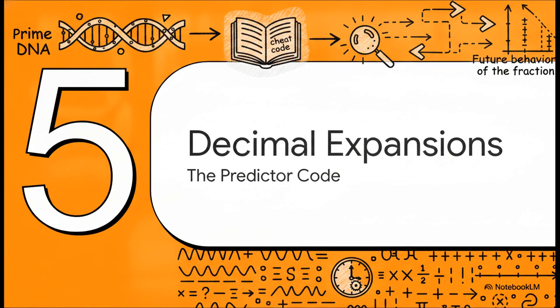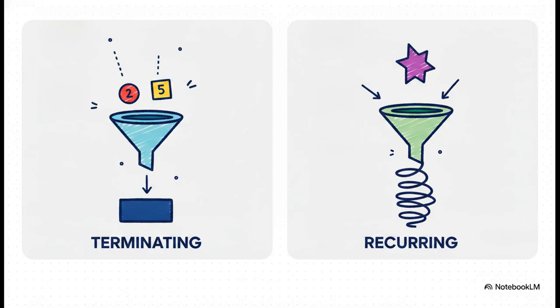Section 5. Decoding decimal expansions. Time to learn the predictor code. Now, what if I told you we could actually use this prime DNA as a literal cheat code? A way to predict the future behavior of a fraction without ever actually having to divide it out.